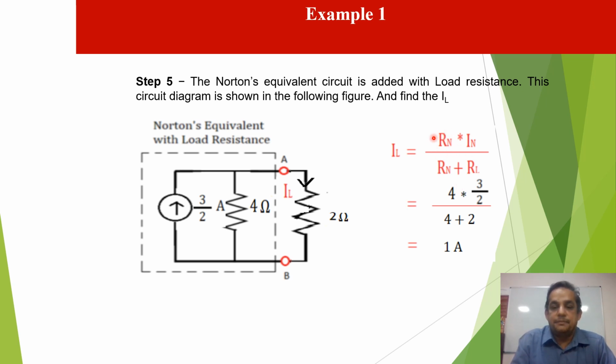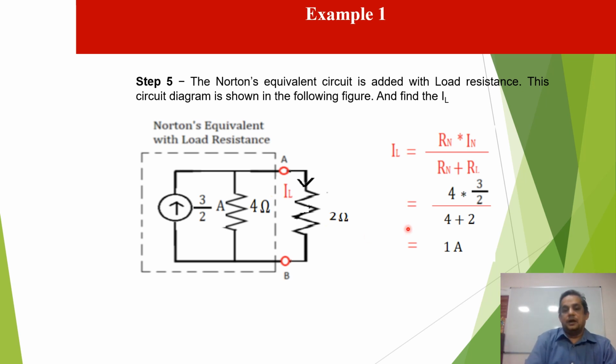here we put Rn because we put it on the denominator side, not the numerator side. The numerator resistance is that resistance where we are not finding the current, so the opposite resistance we put there. Now Rn into IN upon total resistance. So the value comes to 1 ampere. 1 ampere load current comes here.